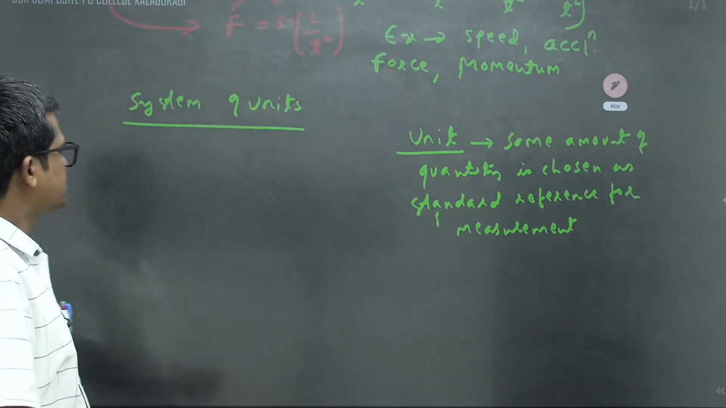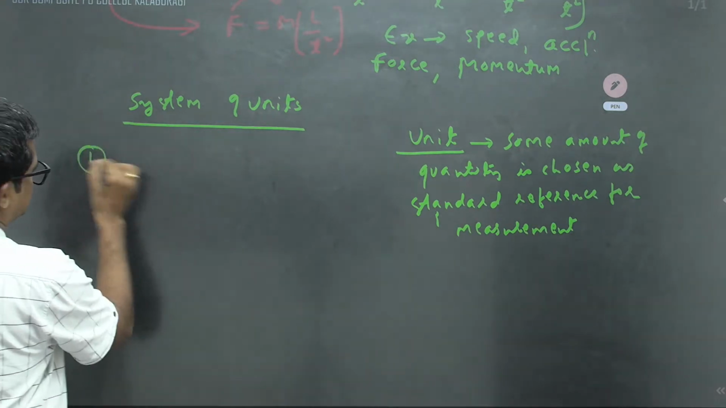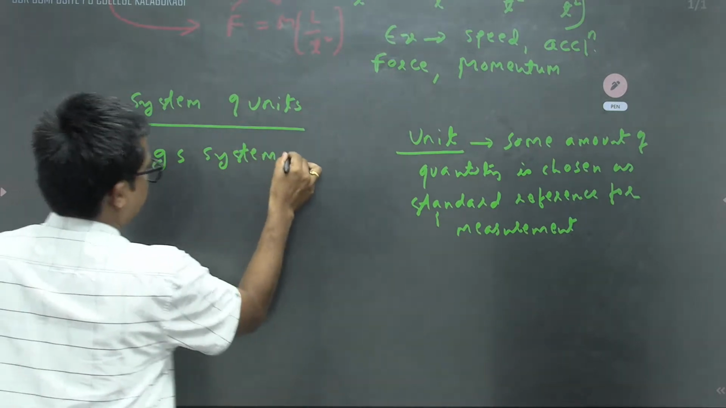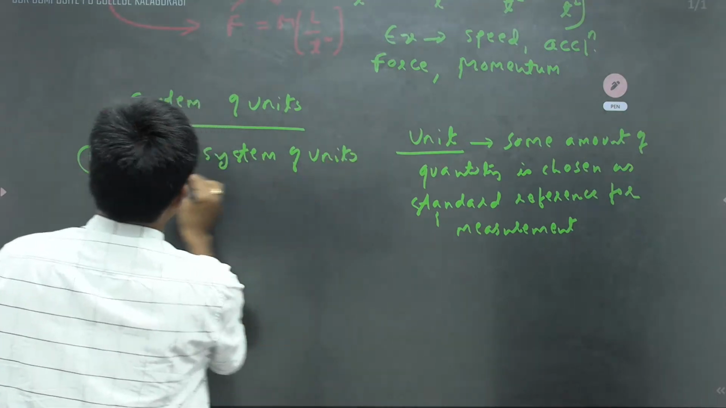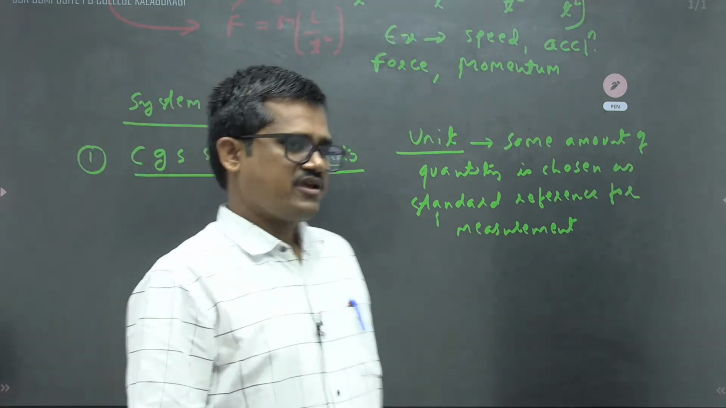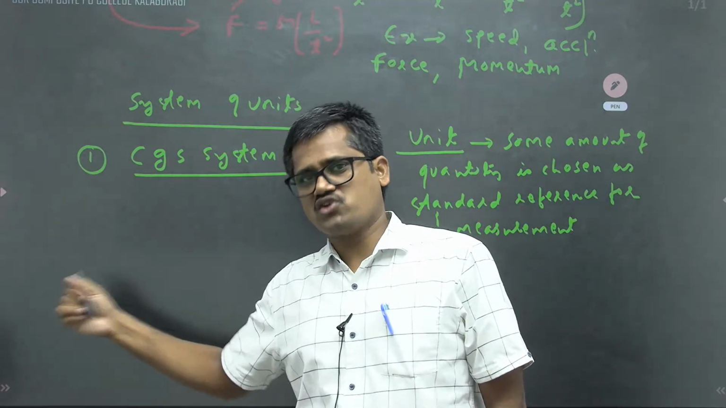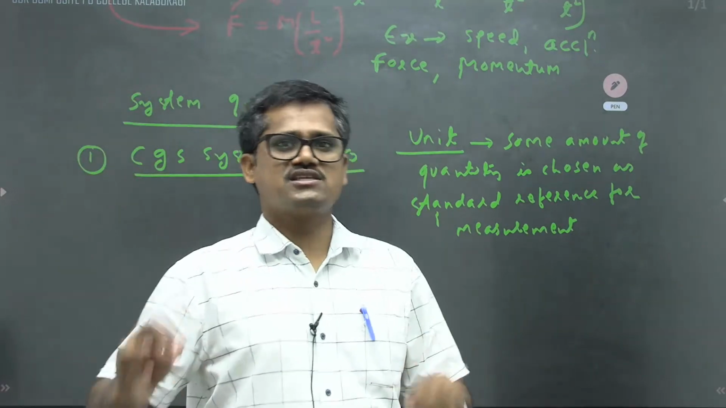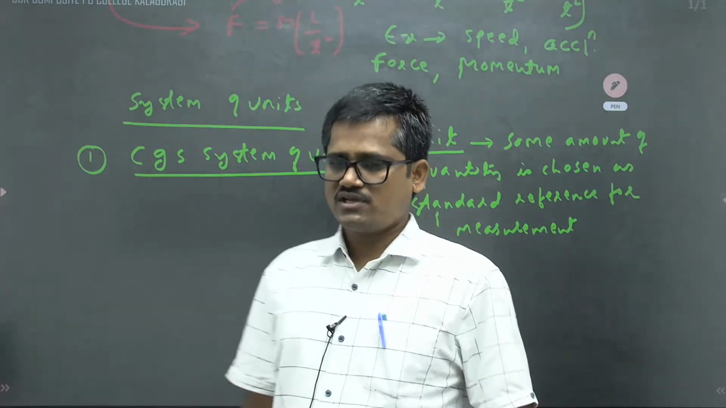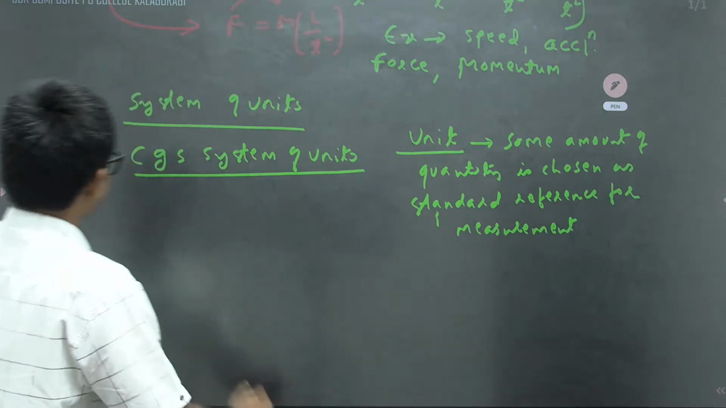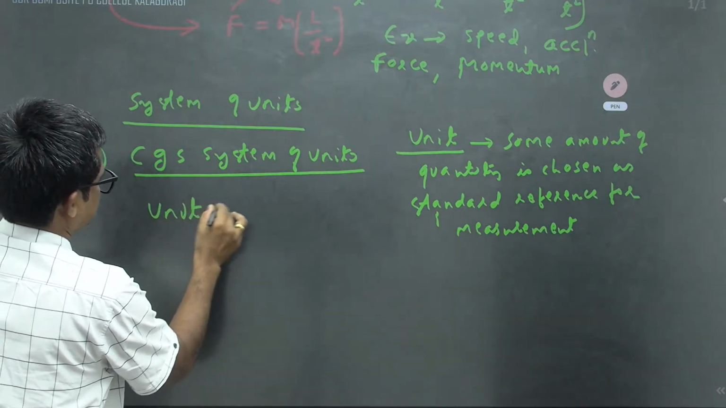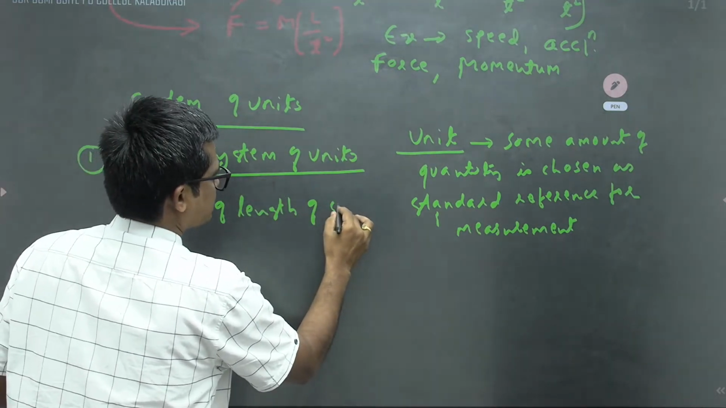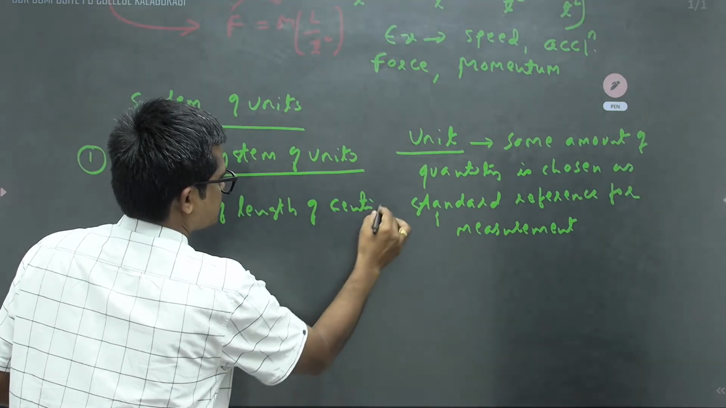Let me take the first, which is the CGS system of units. This was actually put forward in France. CGS is one system of units. In this system, the unit of length is taken as centimeter.